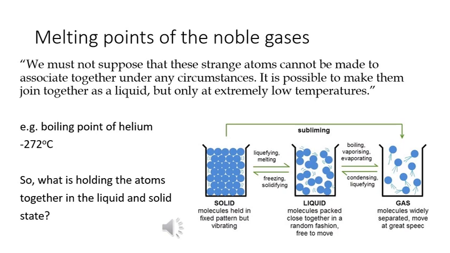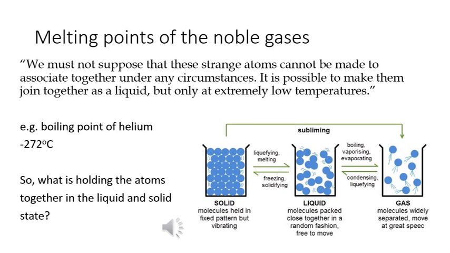So, for example, the boiling point of helium is minus 272 degrees C. I've just got this little diagram on here as a reminder that the boiling point we conventionally think of as the temperature at which a liquid boils and turns into a gas, but of course that is the same as the temperature at which, if we cooled a gas down, it would condense or liquefy and turn into a liquid.